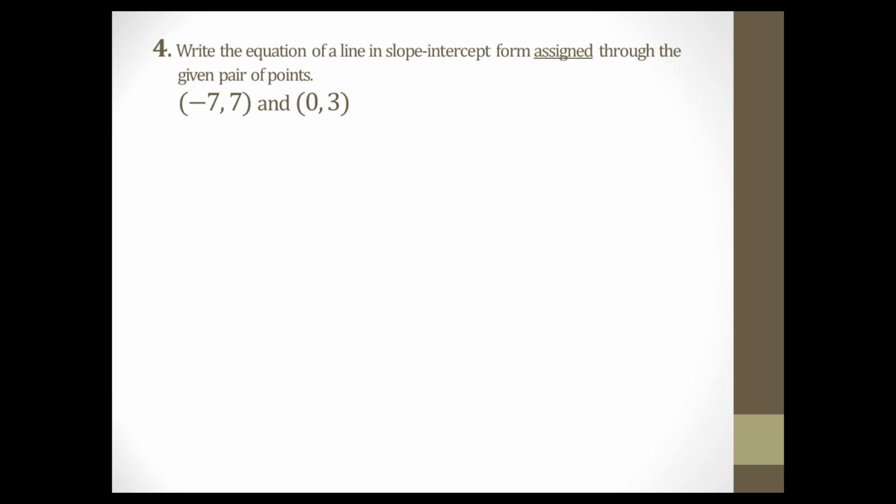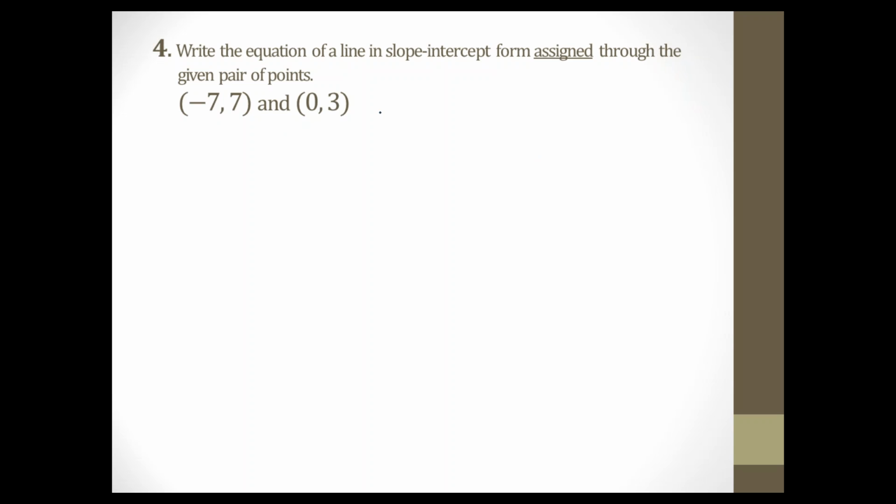And it says, write the equation of a line in slope-intercept form assigned through the given pair of points. I underlined this word because I noticed that in the review packet I misspelled it, so I'm sorry for that. It's supposed to mean assigned.